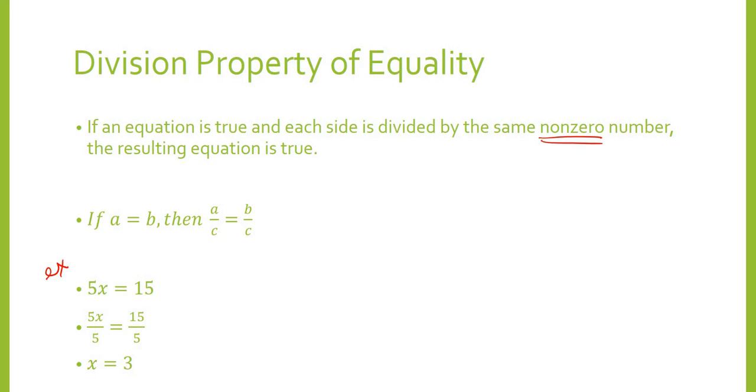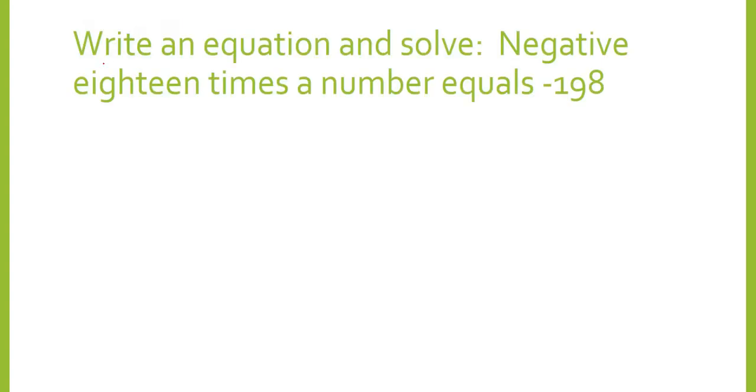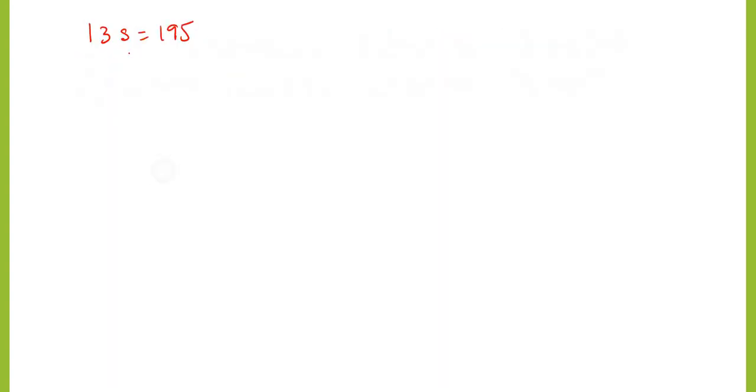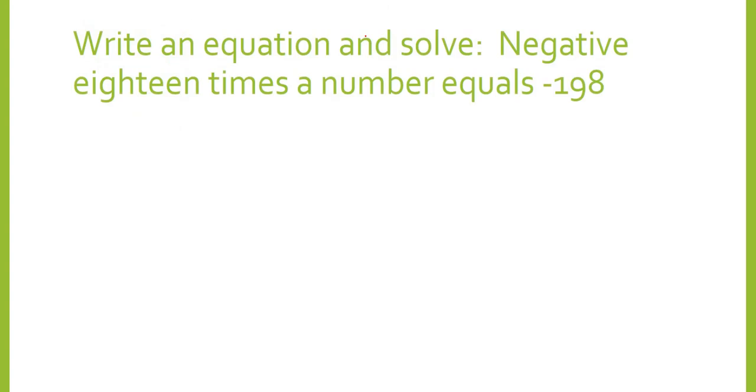So again, copy this down. And a couple quick examples. 13 times s equals 195. I'm going to divide both sides by 13, and I get s equals 15.